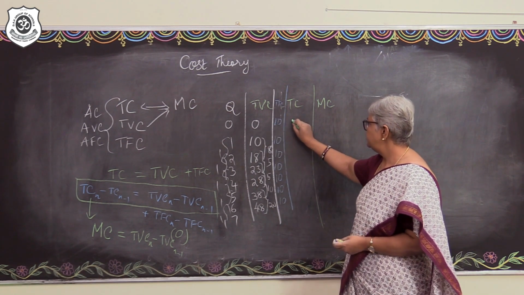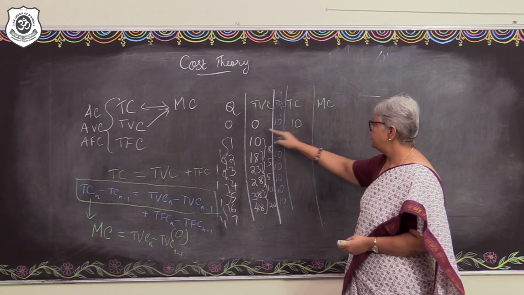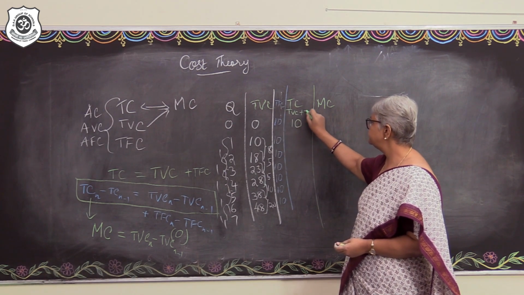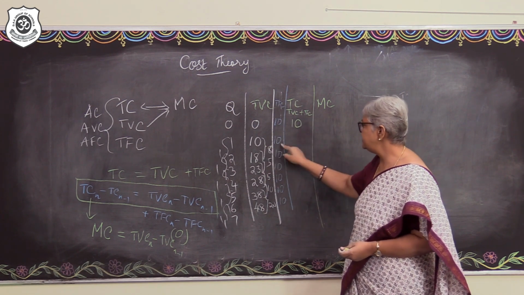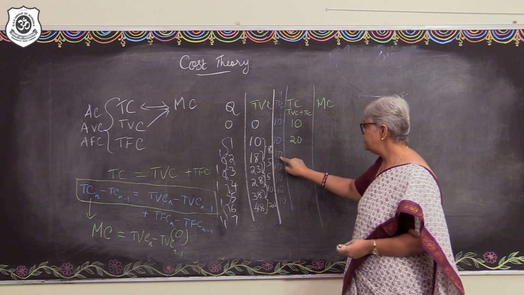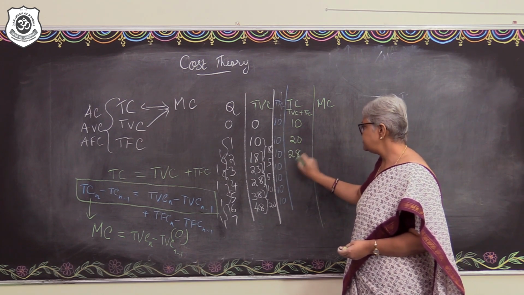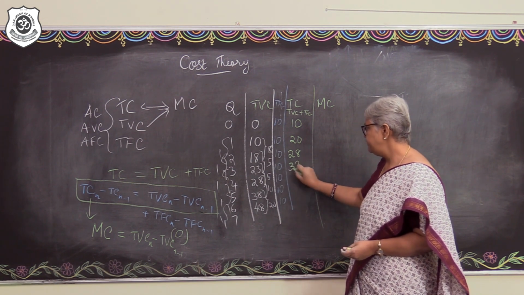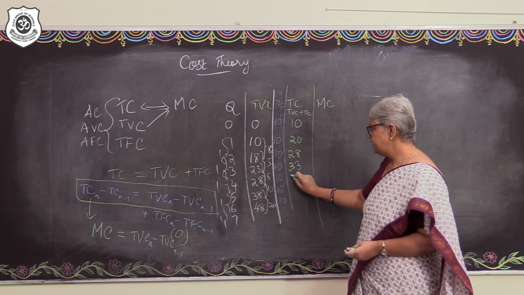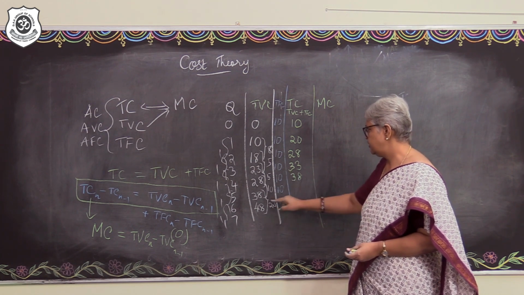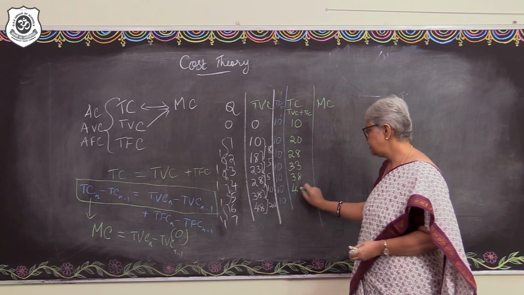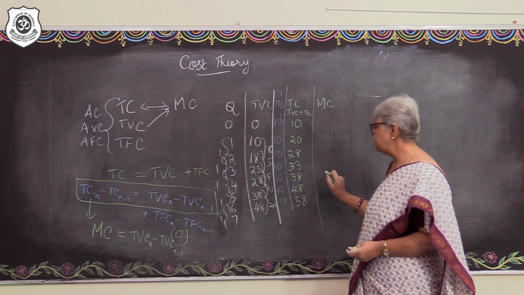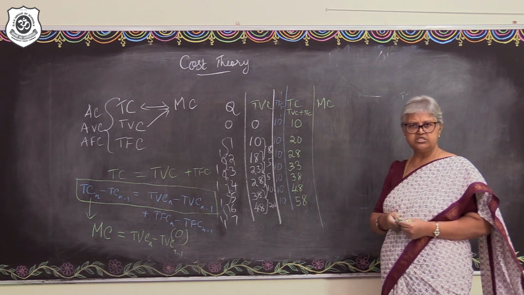So total cost can be understood as a combination of these two. Initially it is going to be 0 plus 10, that is 10. This is TVC plus TFC. And then the next level is going to be 20. Then 18 plus 10, 28. Then 23 plus 10, that is going to be 33. Then 28 plus 10, that is going to be 38. Then 38 plus 10, that's going to be 48. 48 plus 10, that is going to be 58. So this is going to be the total cost.